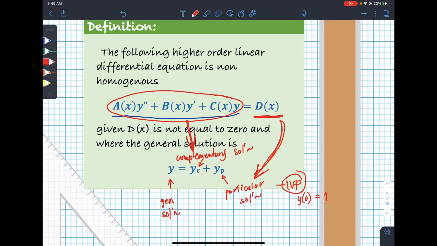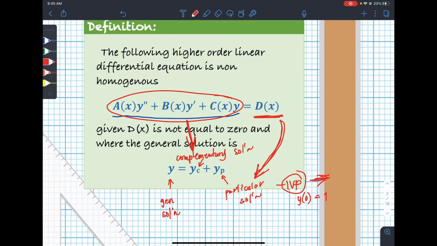So once we have the complementary plus the particular solution, therefore we'll have the general solution of the differential equation. And then if there are initial values given in the problem, then we can resolve it, and that is what we refer to as the initial value problem, or the IVP. This is the one that we referred to as the particular solution before in our first order differential equation. Okay, so those are the solutions in the case of a non-homogeneous differential equation.